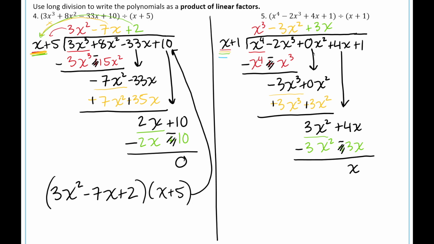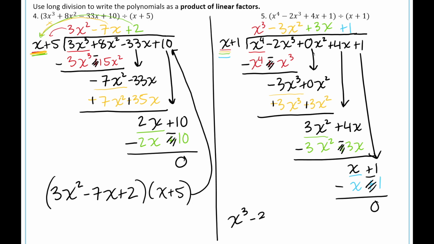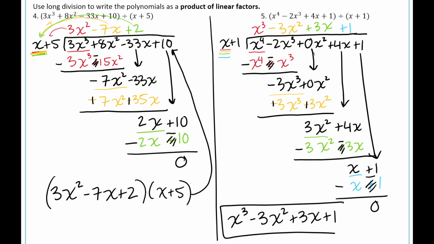Okay, here we go. X dividing x is 1. 1 times x plus 1 is x plus 1. Time to subtract. I'll bring down my plus 1. And when I subtract here, I'm left with 0. So my final answer when I divide is x cubed minus 3x squared plus 3x plus 1.